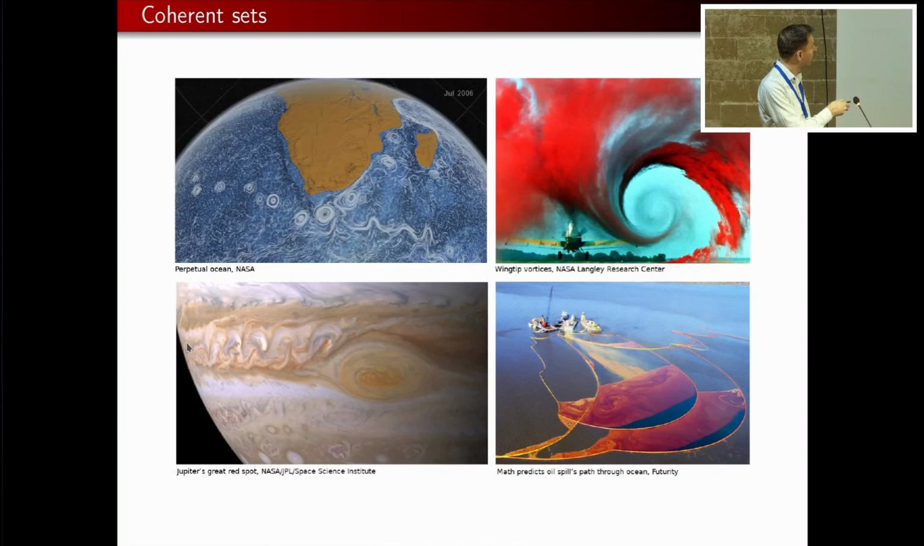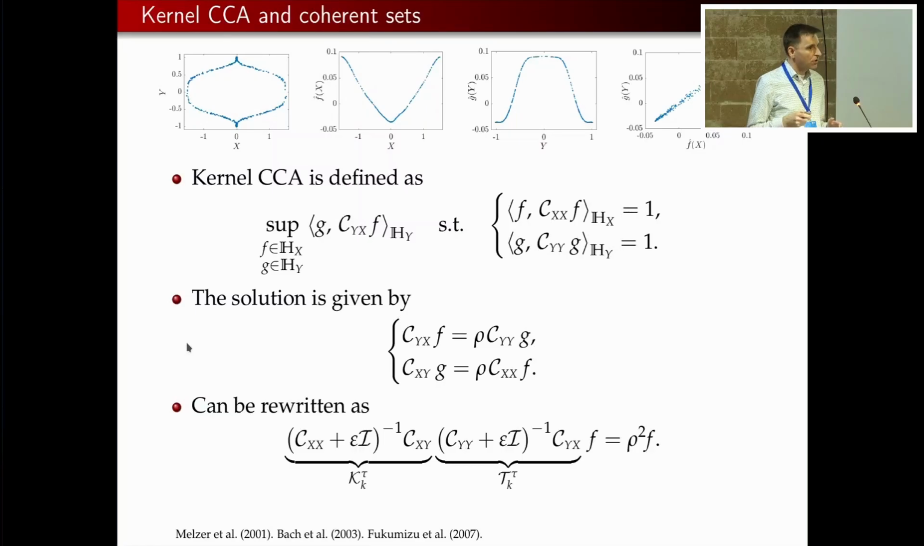You can also find similar patterns here in the wake of planes and also here in space, for example. These are just some examples. And then what you can show is that basically computing coherent sets means applying kernel CCA. CCA is this canonical correlation analysis. And if you apply canonical correlation analysis to time series data, you can identify these coherent sets.